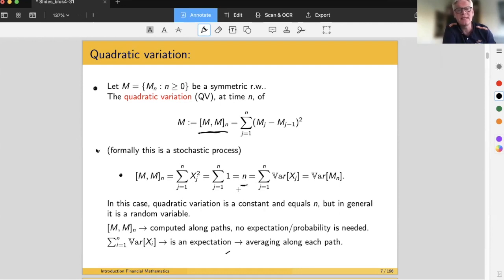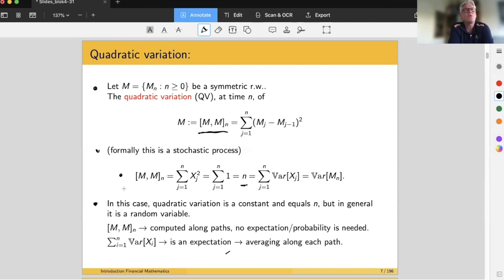And this is exactly the sum from j is 1 to n of the variance of X_j. That is equal, in this case, to the variance of M_n. So it gives us n, it's a constant in this case, and it's equal to the variance of M_n, only in this case. And that is what we wrote here. But again, this is a very special case. Variance involves expectations, so it's an expected value. You average along each path. But the expression I wrote at the beginning, the sum of the squared increments, is a random variable. So the random variable appears to be a constant here. In general, this need not be true.